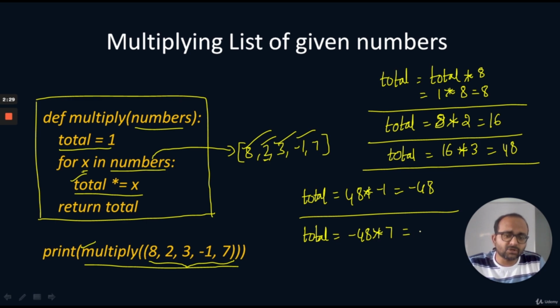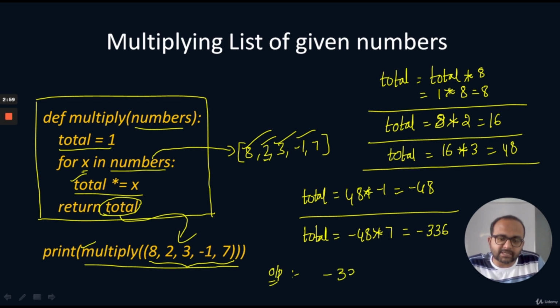So what is the value that is obtained here? -336. Finally, the output that is going to be returned back is the total value, because all the elements are clearly multiplied one by one, and the total value will be returned here. So finally the output will be minus 336. Clear? Like this.